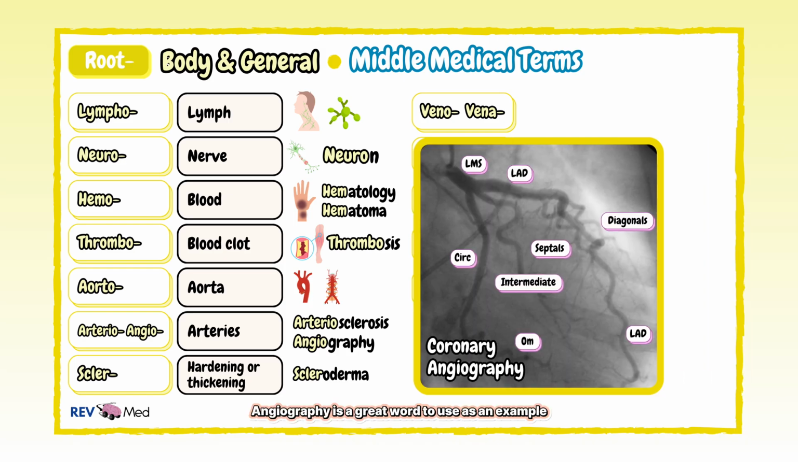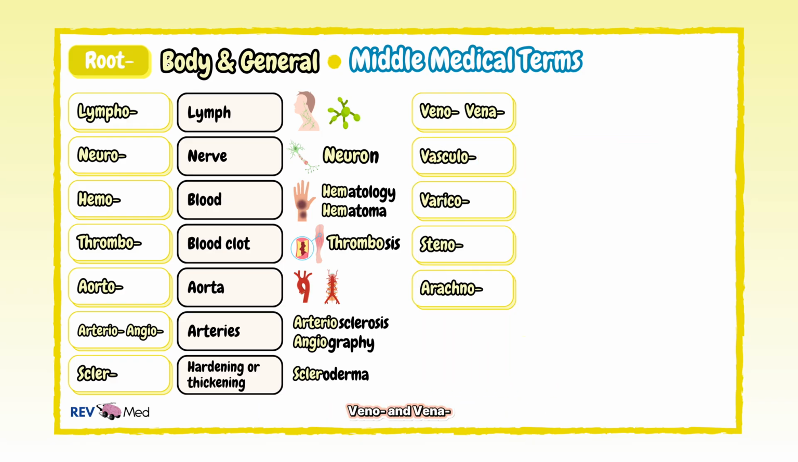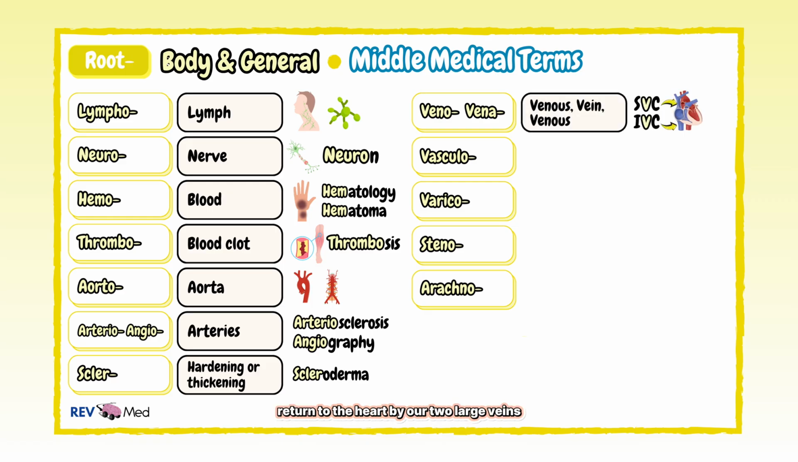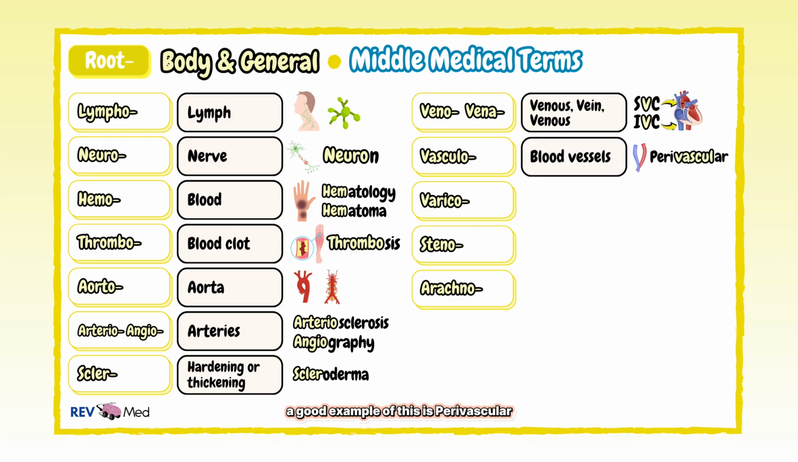Angiography is a great word to use as an example, as this is the process of taking a picture of blood vessels using radiographic dye to visualize the intense vasculature. Veno and vena mean venous. Think of the venous return to the heart by our two large veins, the superior and inferior vena cavas. Vascular refers to blood vessels. A good example of this is perivascular, and we know peri from our prefix lesson means around, so we know this to mean situated or occurring around a blood vessel.